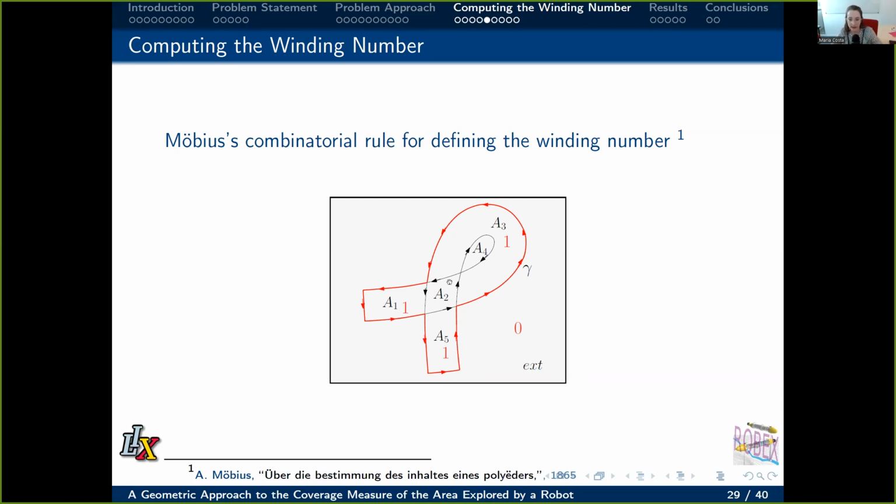And then we need to propagate this to the interior regions. They are A2 and A4. Starting with A4, which shares a boundary with A3, A4 is on the right, so we do 1 minus 1, and we obtain the winding number of 0. And now for A2, we can choose any one of these 4 boundaries that we have. I'm going to choose this one with A3. A2 is on the left, so we do 1 + 1, and we obtain 2. So this is how, using Mobius, we can determine the winding number of all of the regions.